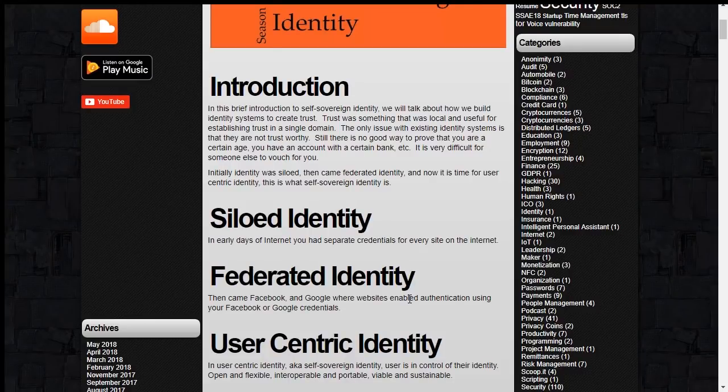So when I talk about siloed identity, in early days when you logged onto a website, you had to have a separate user ID and password for that particular site. So these were the initial days of the internet where you had Yahoo, Microsoft, and back then AOL also existed, and CompuServe did too. But each of them had their own credential system. So you needed a separate user ID and a password.